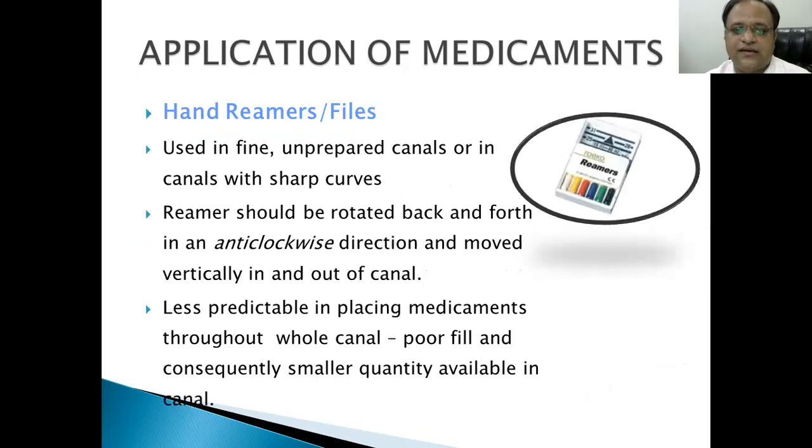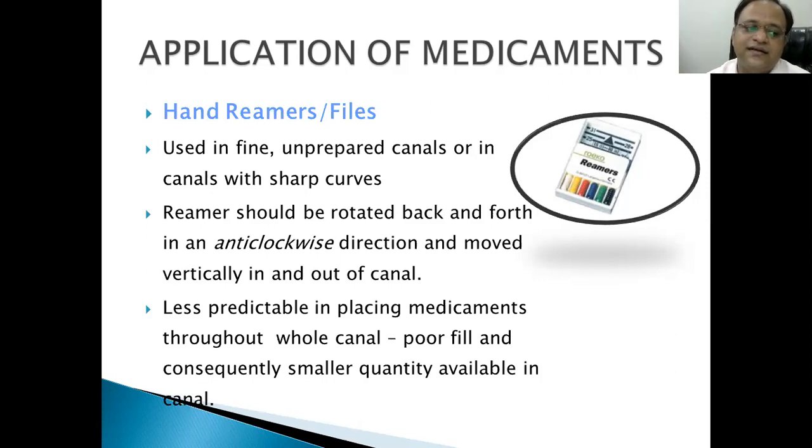How to use reamers or files? When lentulo spirals cannot be used, that means there are fine canals, curved canals, or unprepared canals, but you still want to place your medication inside. At that time lentulo spirals can separate, and further iatrogenic errors can happen, like a domino effect. So we should not harm the patient at all.